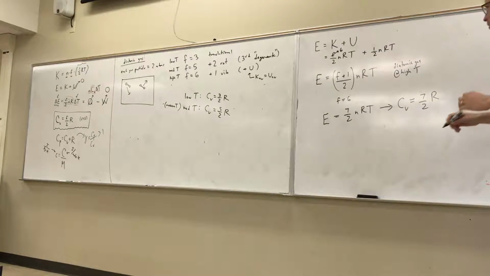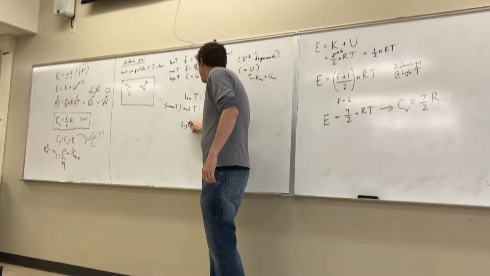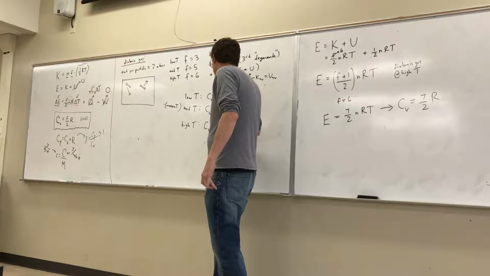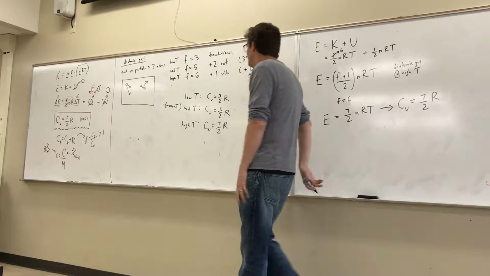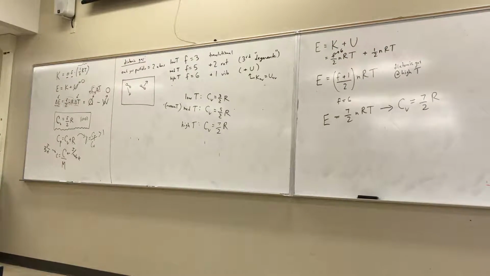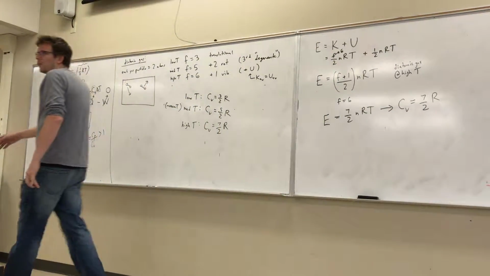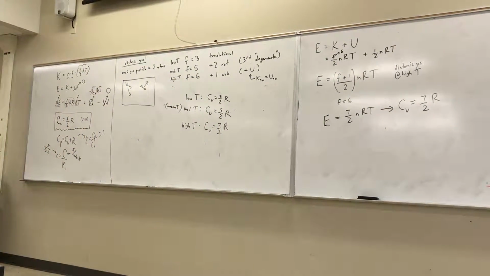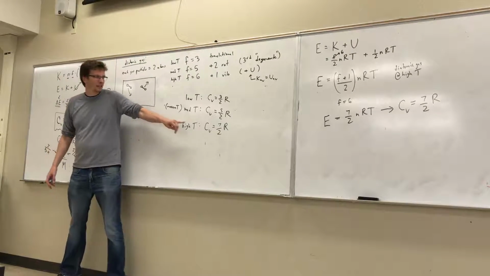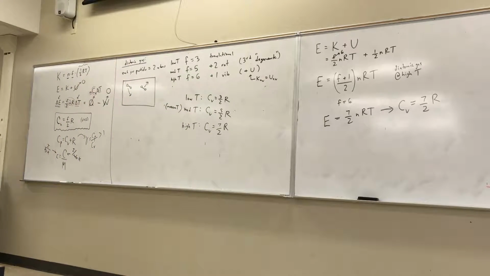Okay. So we get to high temperature, and you get 7/2 R, okay? So a common mistake is to think that there are 7 degrees of freedom. There are not, there are 6. The reason why it's 7/2 and not 6/2 is because they get that extra little potential energy term.